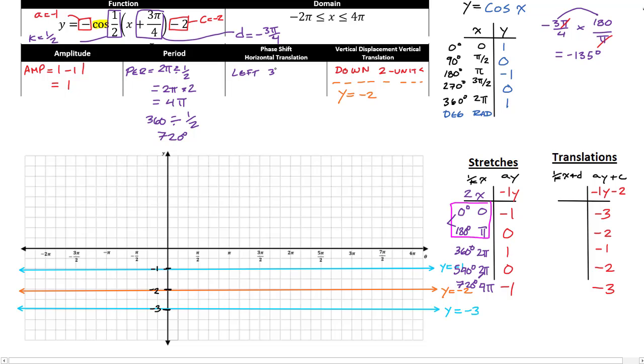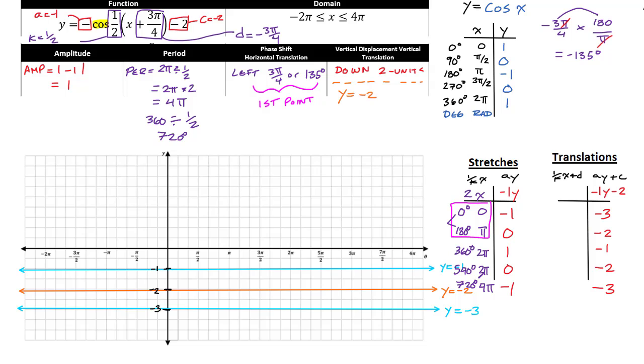Either 3 pi over 4 or 135 degrees, depending on whether we're talking about radians or degrees. Now remember, that's where our first point is. So we're going to have to be careful here. That's where our first point is, right there.